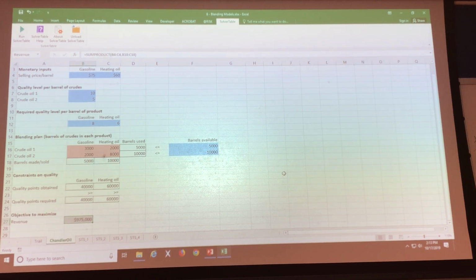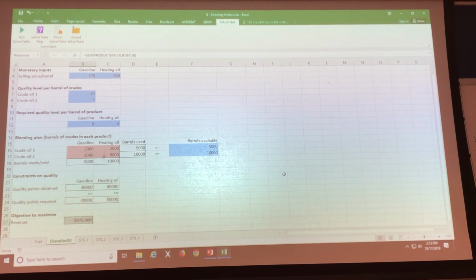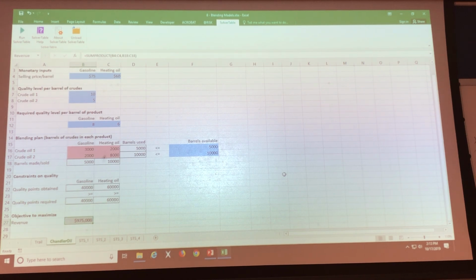And next week is chapter 5, and that's transportation and assignment problems. They're very similar to each other. The structure of them is very similar. So we'll do that, and that'll be next week. See you there.